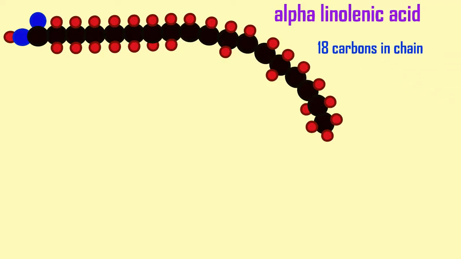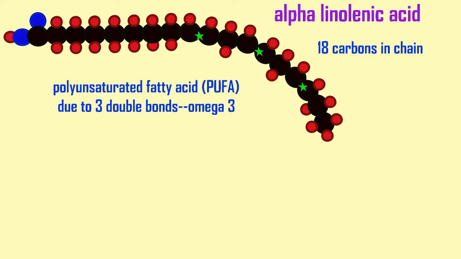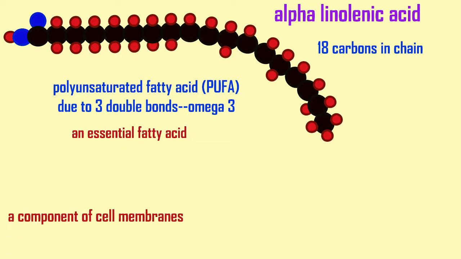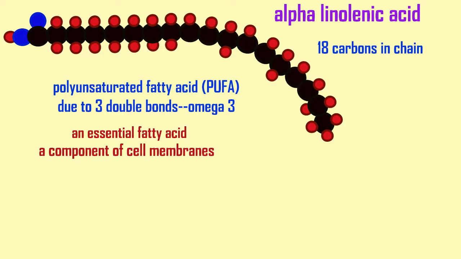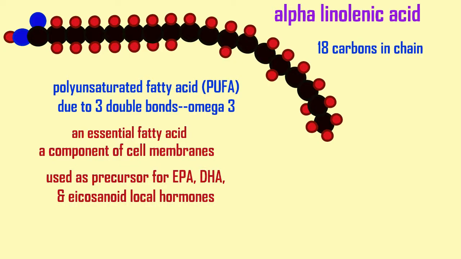Alpha-linolenic acid has 18 carbons in the chain. It is polyunsaturated, given the 3 double bonds, and is an omega-3 fatty acid, given that the double bond nearest the omega end starts at the 3rd carbon. It is an essential fatty acid in the human diet. The human body needs it but cannot make it.